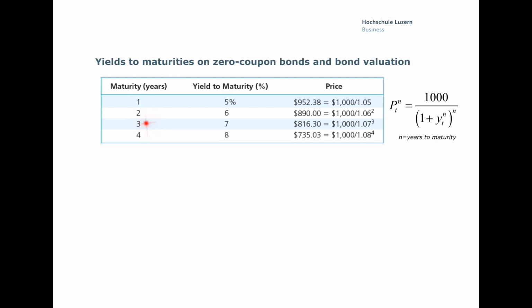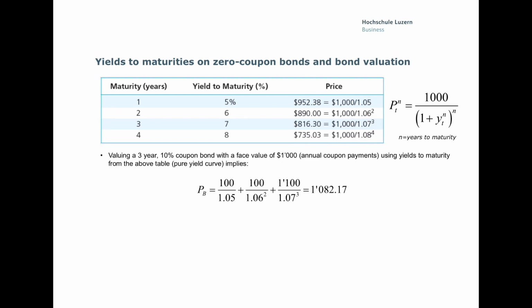The bond has a price of $816.30 today, and investors receive a single payment of $1,000 after 3 years. Solving this equation for R implies that the yield to maturity for a 3-year zero coupon bond corresponds to 7%.